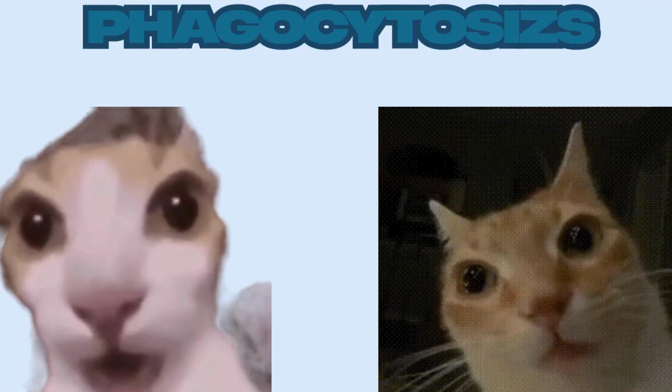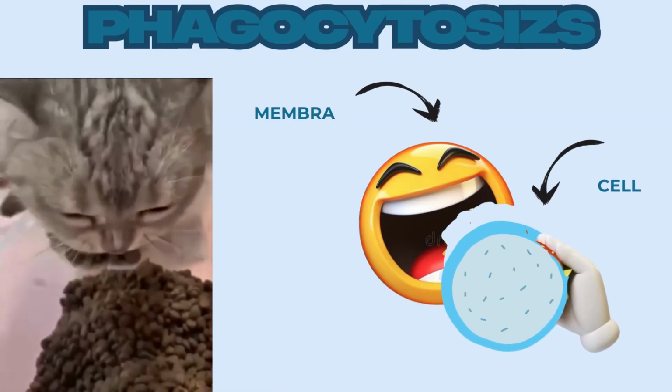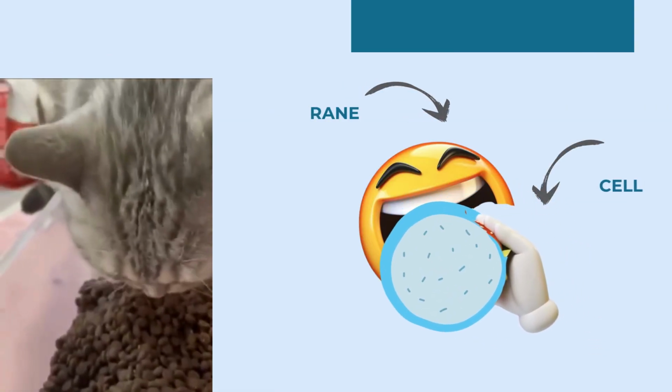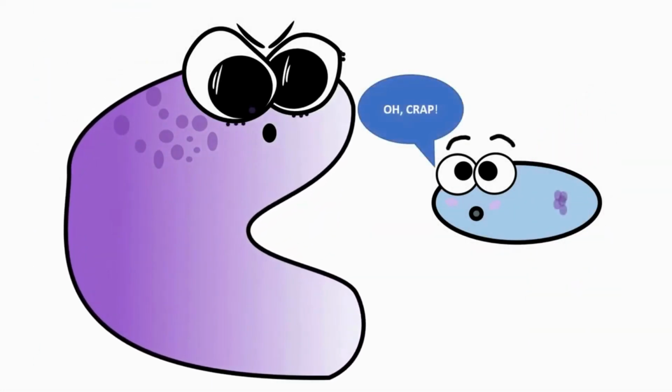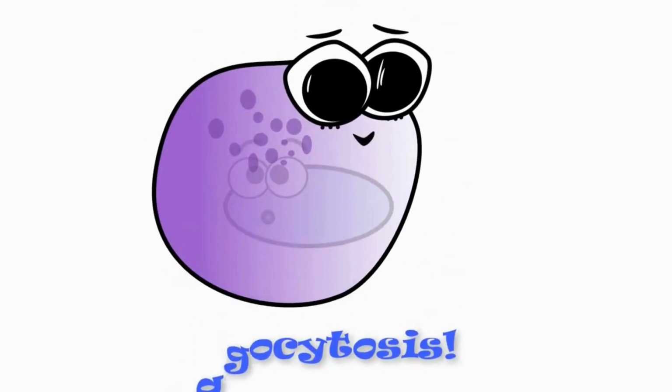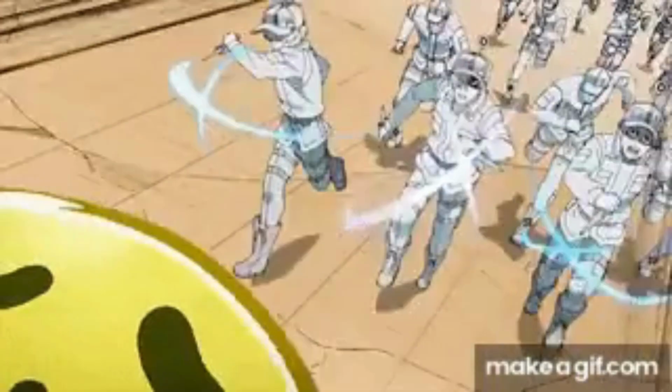One special type of endocytosis is called phagocytosis. That means cell eating. The cell surrounds big things like bacteria or debris, traps them in a vesicle, and digests them. White blood cells do this all the time to fight germs.